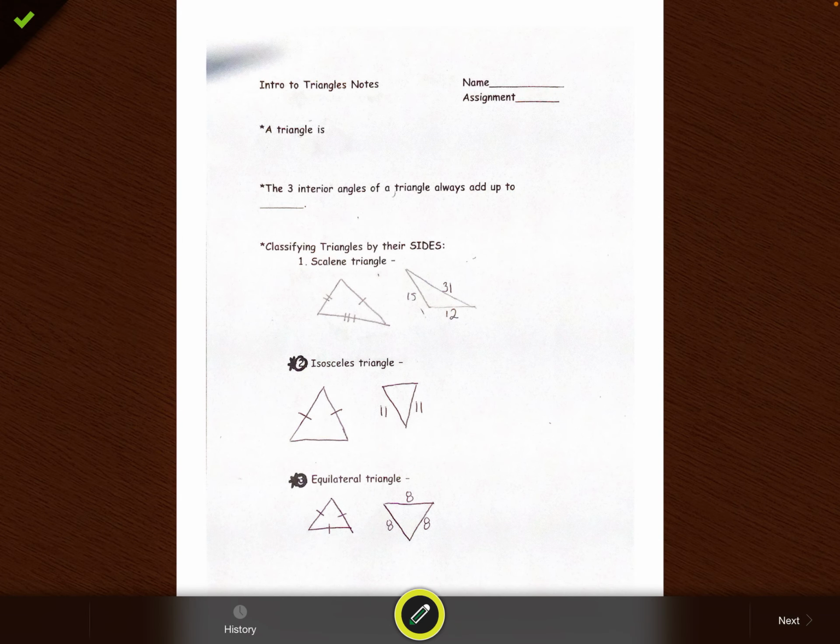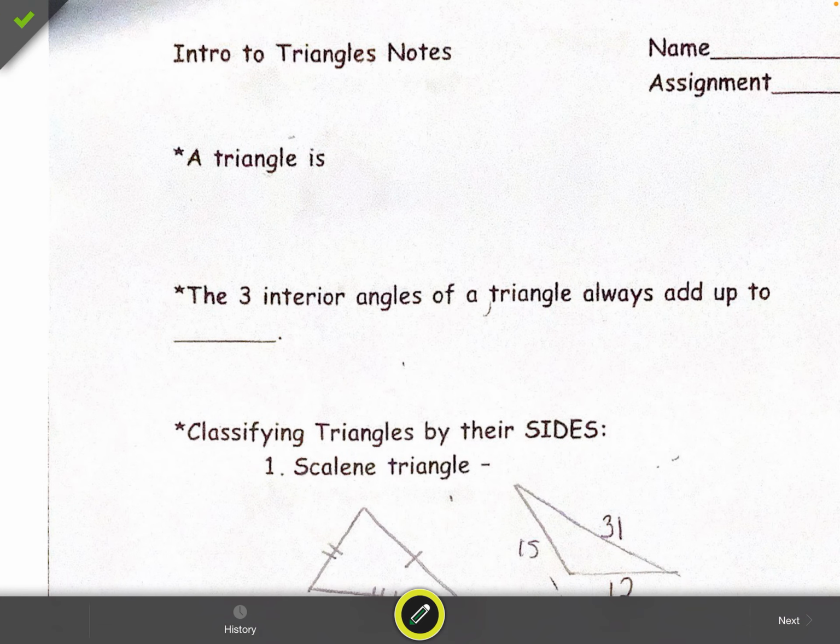All right, today we're going to talk about triangles, and we're going to spend the next week or two talking about triangles. And so today we're going to talk about the basics of triangles and just a couple ways to classify them. So, a triangle, and you guys should know this, is a three-sided polygon.